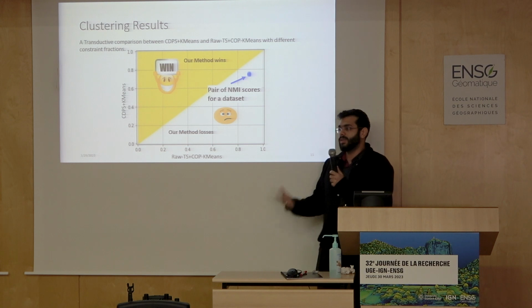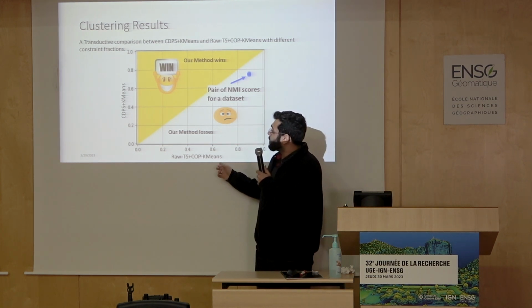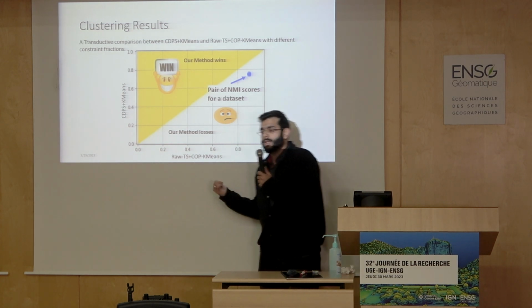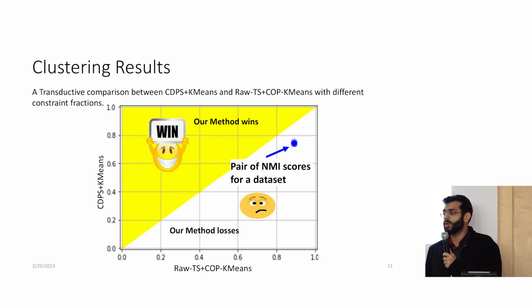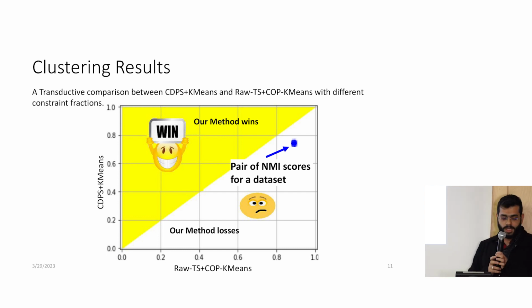So if one constraint is violated, the algorithm will fail. It will not return any clustering. And we use here DTW as a similarity measure, so the clustering algorithm, k-means, is modified to take into account the distortions of the time series.